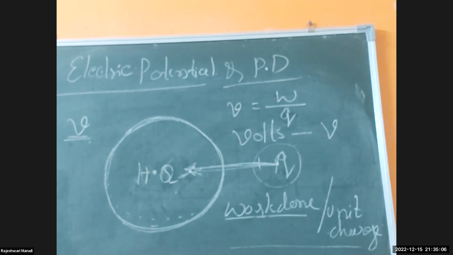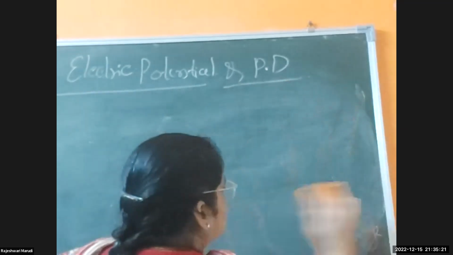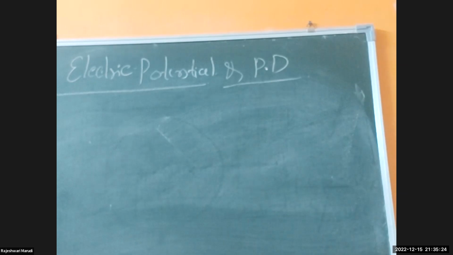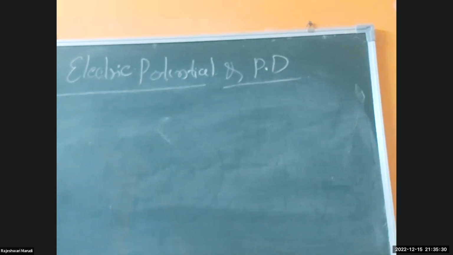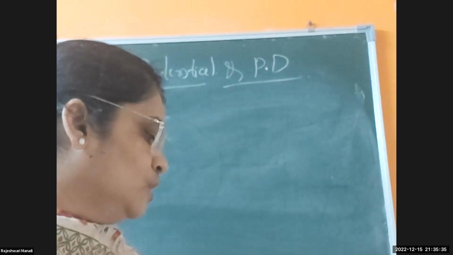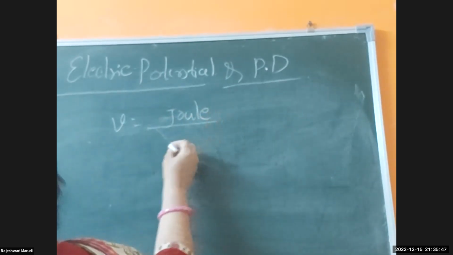Now, how can we define 1 volt? Anybody? See here, work done per charge, we can write V equals W by Q. What is the unit for the work done? It is the joule, and the unit of charge is the coulomb. So V can be represented by joule divided by coulomb.